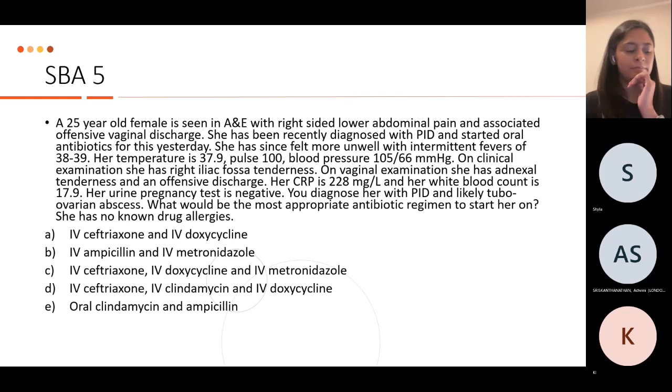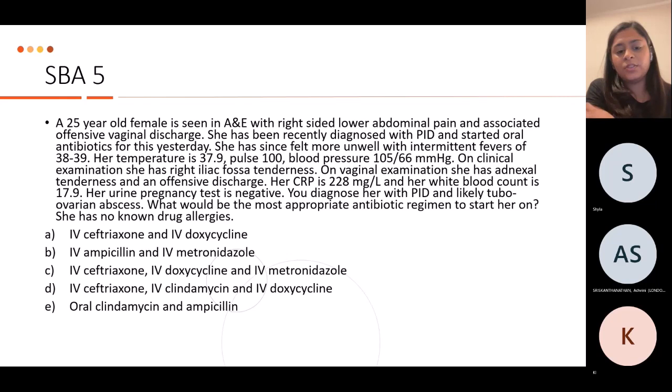So this is your second question. In this one, you've got a 25-year-old female who's in A&E, who's got right-sided lower abdominal pain, as well as offensive discharge. She's been recently diagnosed with PID, which is pelvic inflammatory disease. Apologies, I probably shouldn't be using acronyms. And she was started on oral antibiotics for this. She's felt more unwell, and so she's come into A&E. On clinical examination, she's got right iliac fossa tenderness. She's got adnexal tenderness, offensive discharge.